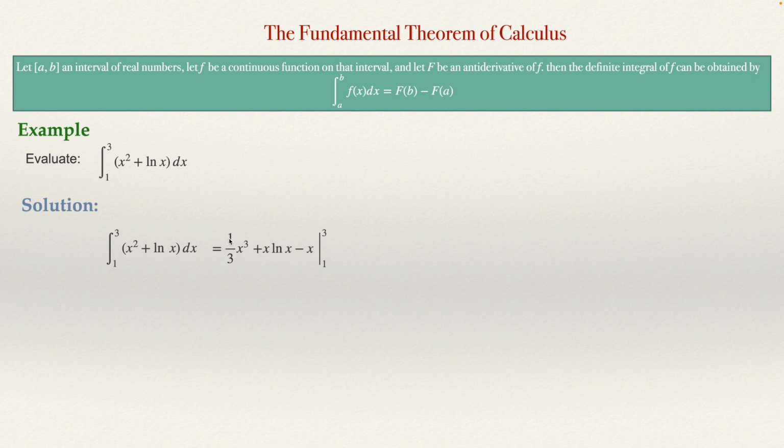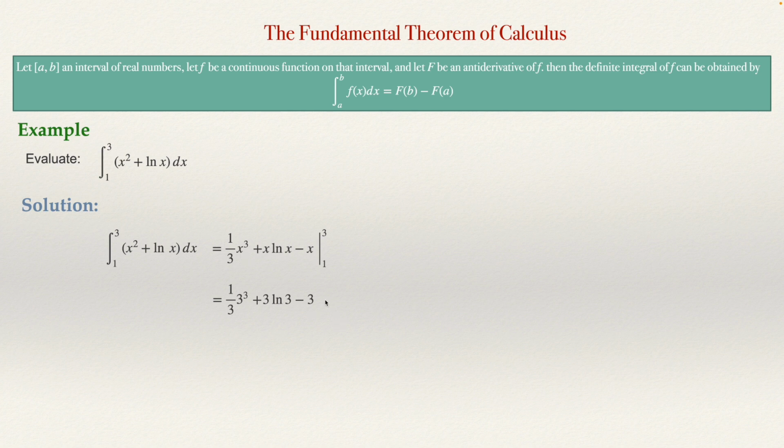We get here 1 over 3, 3 to the power 3 in this case. And here we'll have 3 natural logarithm of 3 minus 3. This is in the case that we are substituting x by 3. Minus the antiderivative evaluated in a. In this case, a is 1. So it will be the same thing, now substituting x by 1.